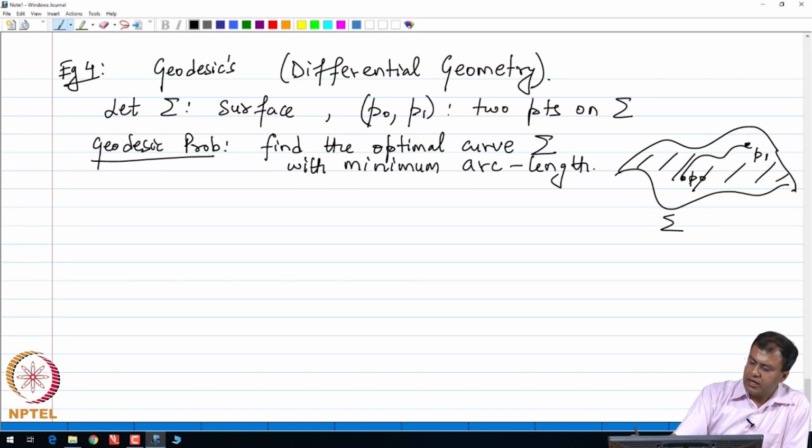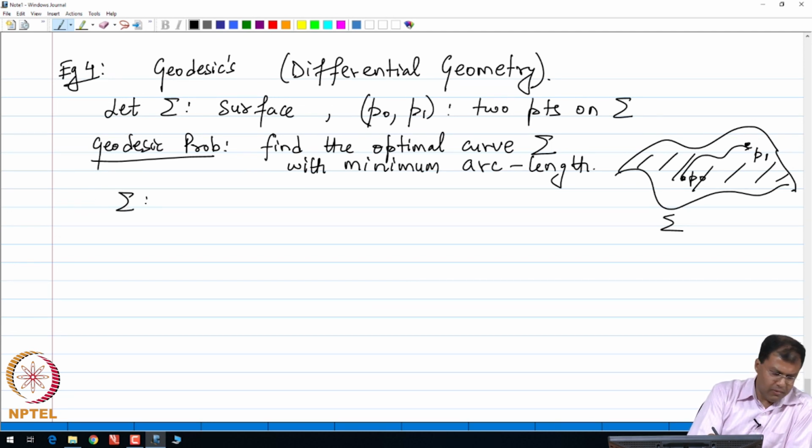Now, intuitively we can see that the length will be minimum when this curve, let us say on a 2 dimensional surface, is a straight line, right. But we will show using calculus of variations that the extremal solution that we get from the geodesic problem is indeed a straight line. Okay. So, a bit more in depth detail of this problem.